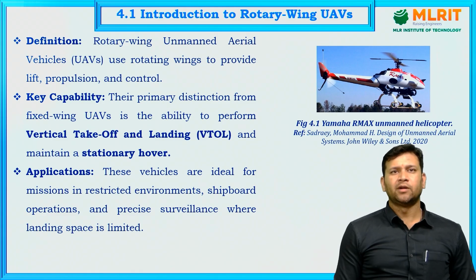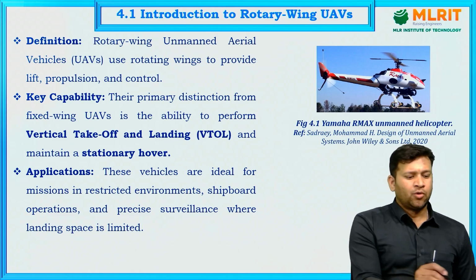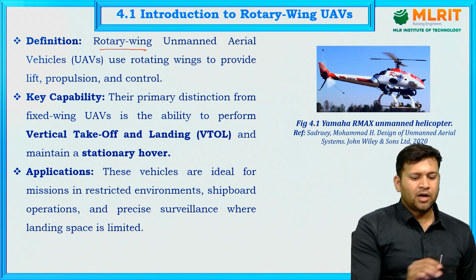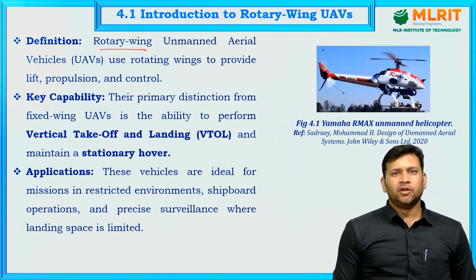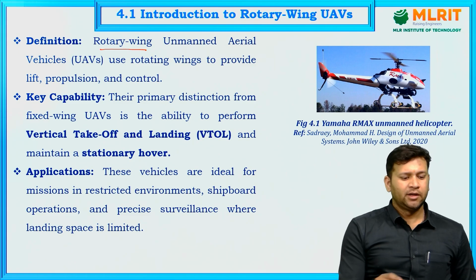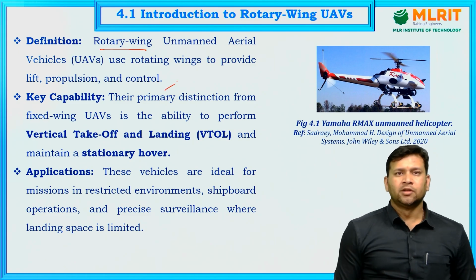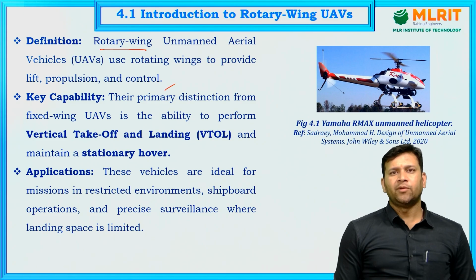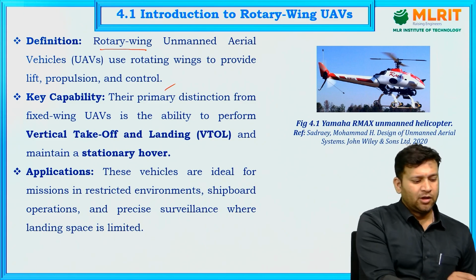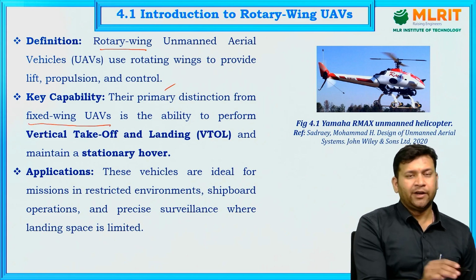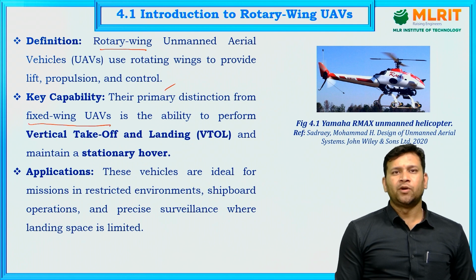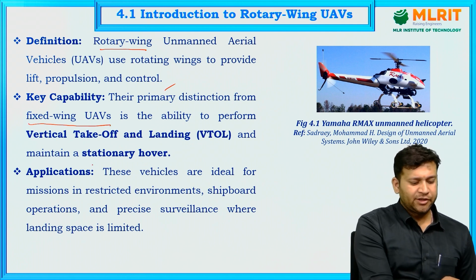Introduction to Rotary-Wing Unmanned Aerial Vehicles. A rotary-wing unmanned aerial vehicle uses rotating wings to provide lift, propulsion and control. The key capability, and their primary distinction from fixed-wing unmanned aerial vehicles, is the ability to perform vertical takeoff and landing and maintain a stationary hover.